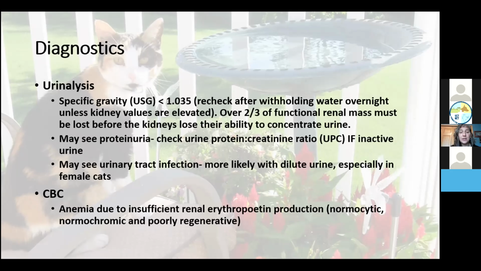And you can also see urinary tract infection in these cats more frequently, because with the more dilute urine, they are just more susceptible, and especially in female cats that have a shorter urethra and having that within a closer proximity to the anus. On a CBC or complete blood count, the major thing that you may see later in disease is anemia due to insufficient renal erythropoietin production. And normally this would be a normocytic, normochromic, and poorly regenerative anemia that you will see.